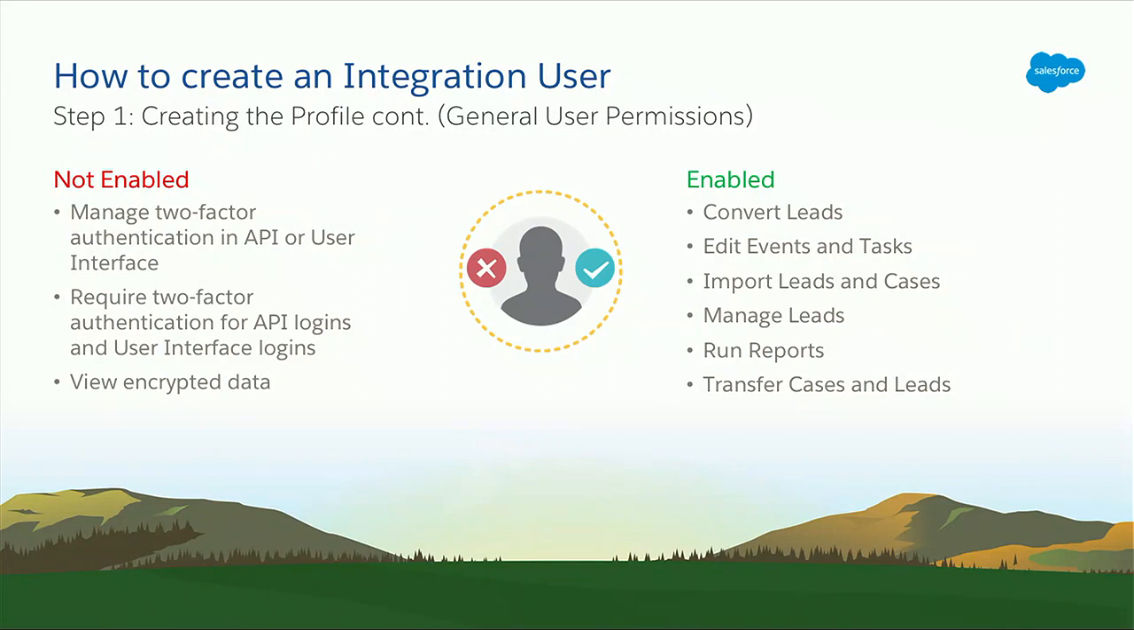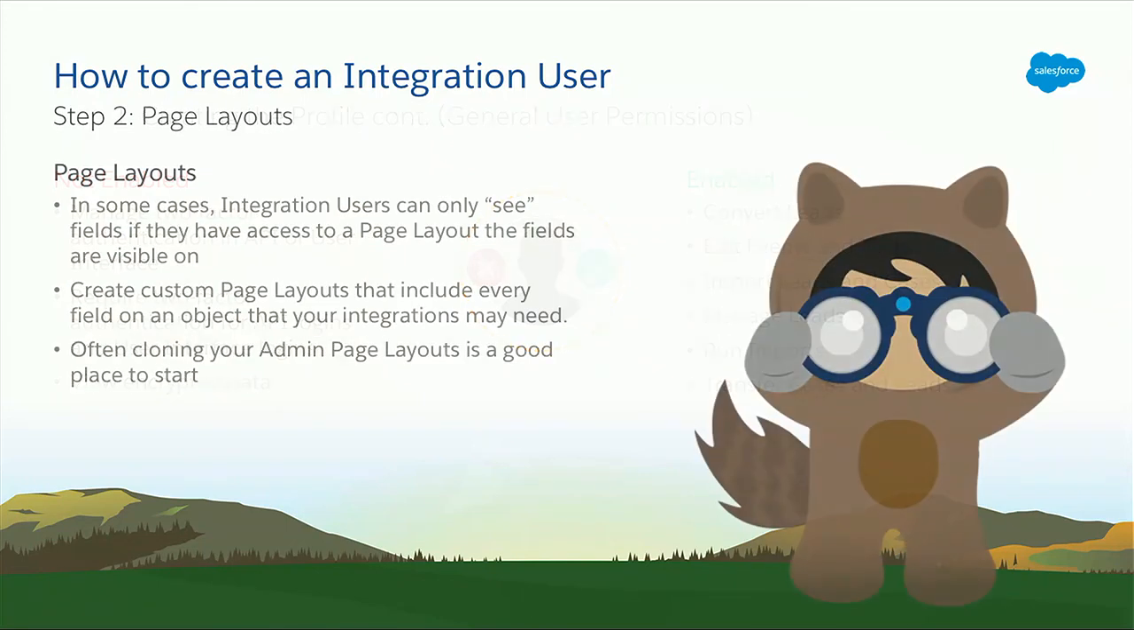Finally, in the general user permissions, if you're using a marketing automation product in particular, you're probably going to have to give the ability to convert leads. Marketing automation, again: create events and tasks, import leads, manage leads, run reports. These are the type of items we're talking about. You probably don't want to give the ability to view encrypted data, and you probably don't want to enable two-factor authentication. Because if you turn on that two-factor authentication and force it, that's going to start kicking some of your apps off once in a while, which is going to be a problem.